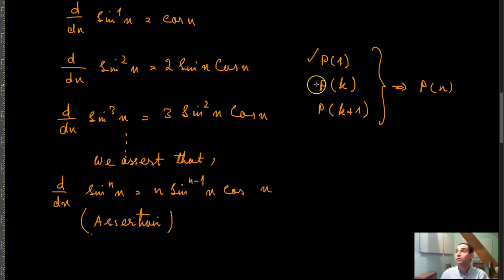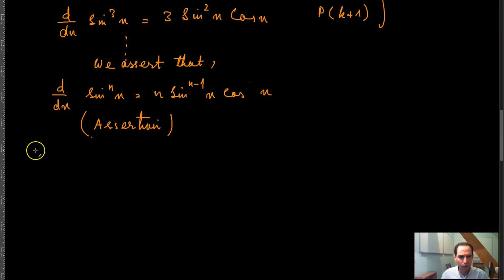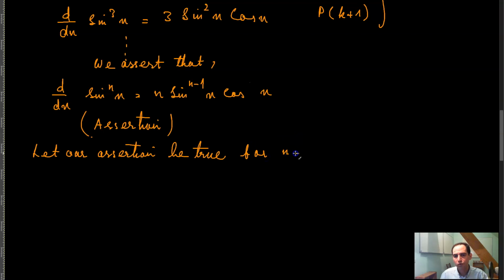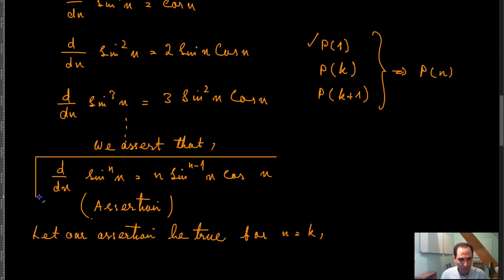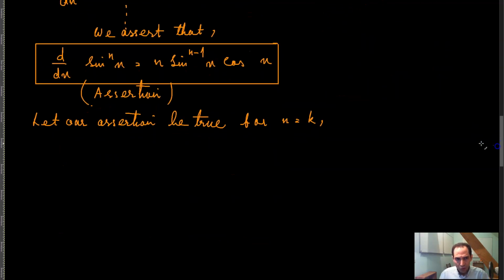And so in order to do that, I can say, let our assertion be true for n equal to k, meaning that I'm assuming that P of k is true. The assertion that I made was basically this. So I'm going to assume that when n is equal to k, this is true. So I will write d by dx of, when n is equal to k, of course, y would be equal to sine raised to the power k of x.